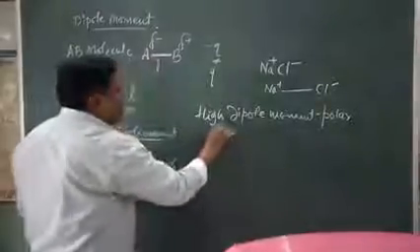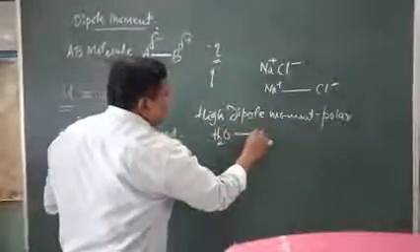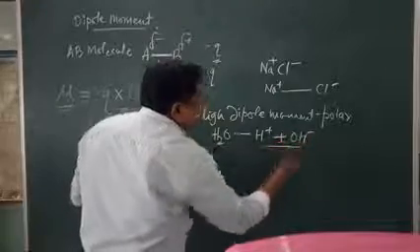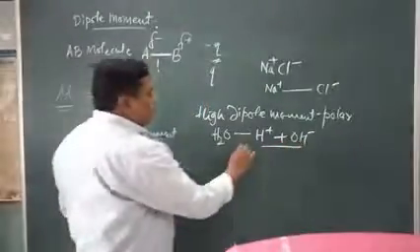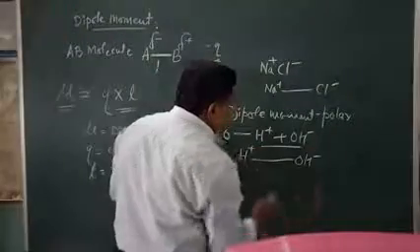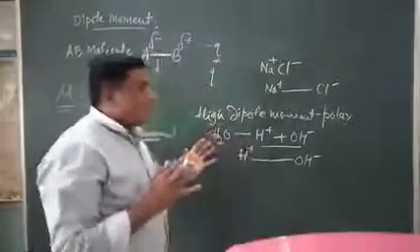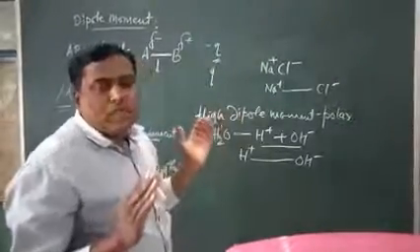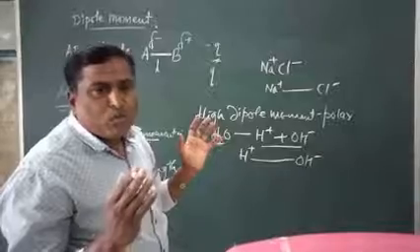Suppose we take the water molecule. Water possesses H plus and OH minus. These are the two poles, explained as H plus and OH minus. You should take the distance and the charges. That time this molecule, water, possesses high dipole moment values.